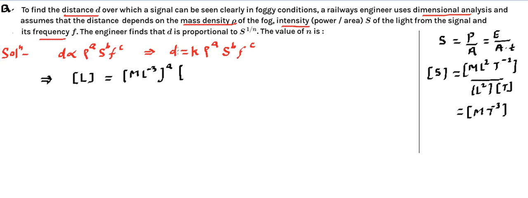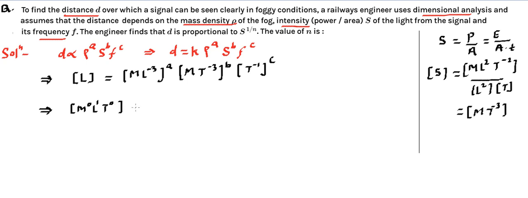Now let me place the dimensional formula of intensity, which is M T raised to power minus 3, and this will be raised to power b. Frequency is 1 upon time period, so it's going to be T raised to power minus 1, raised to power c. Now let me assemble the right hand side and write the left hand side properly. So it's going to be M raised to power 0, L raised to power 1, T raised to power 0.